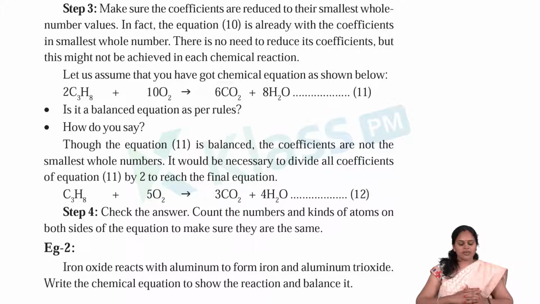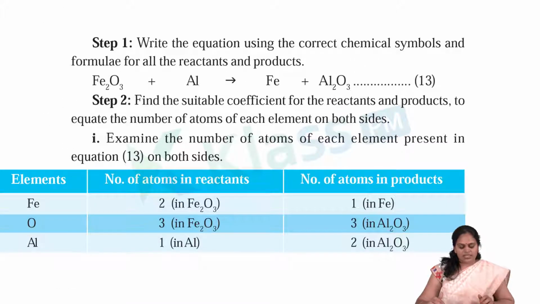Finally, what is the last step? We need to check the answer. Count the numbers and kinds of atoms on both sides of the equation to make sure that they are the same. In your textbook, another example is given here, that is iron oxide reacts with aluminium to form iron and aluminium oxide. That is Fe2O3 plus Al gives Fe plus Al2O3.